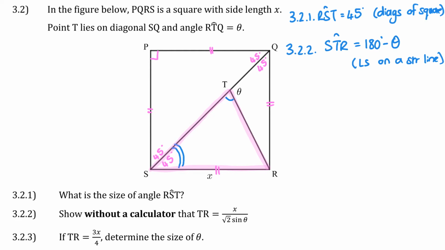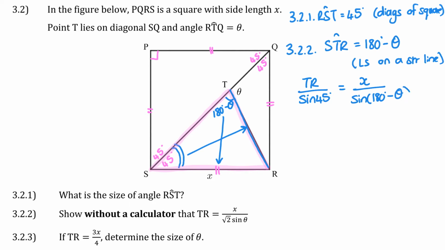So if I want to work out the length of TR, here's TR and it's opposite 45, and I know that angle T is 180 minus theta, and that's opposite x. I can definitely use the sine rule. With the sine rule, I put what I want on top: TR out of sine of 45 is equal to x out of sine of 180 degrees minus theta.